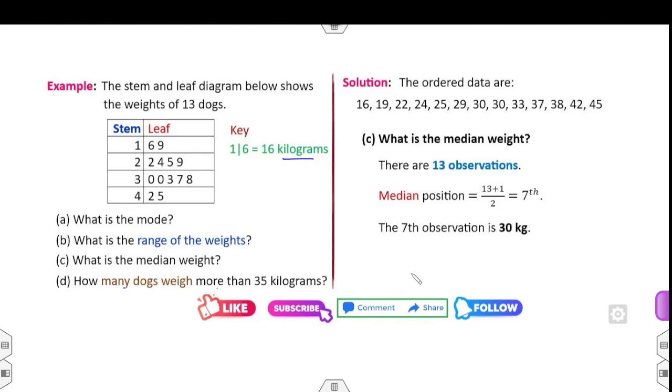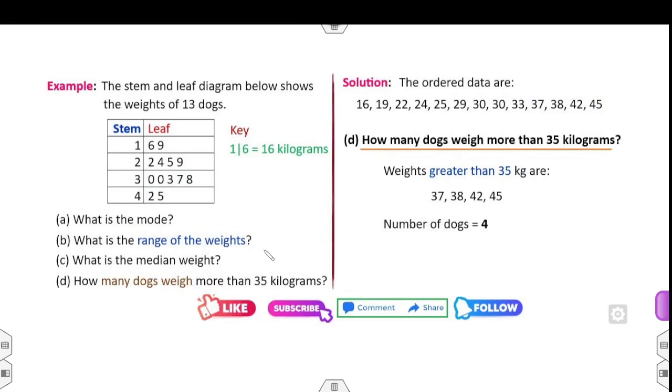How many dogs have weight more than 35? 3 is my stem, 5 is my leaf. Look at the table, or you can look from here. There are 4 pieces of information. But if you look at the diagram, how many stems and leaves? 3 and 5. 2 from the stem 3 and 2 from the stem 4. So how many dogs have weight more than 35?